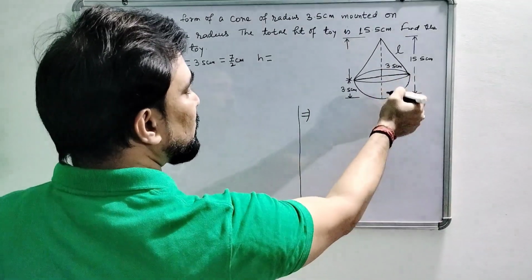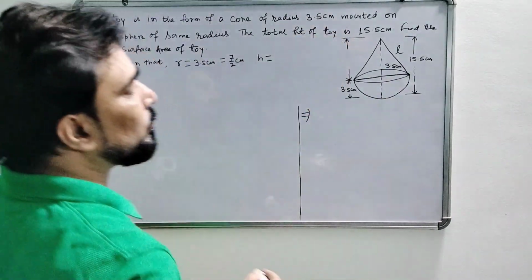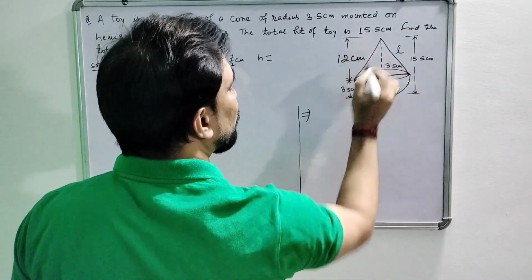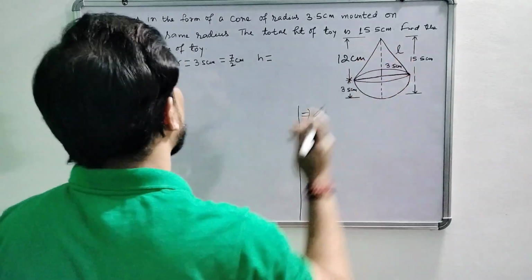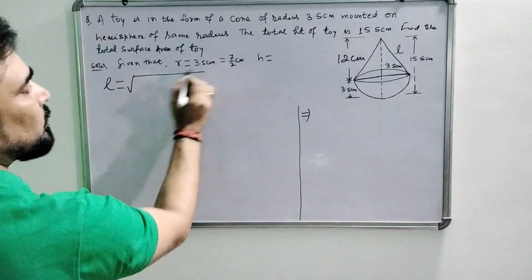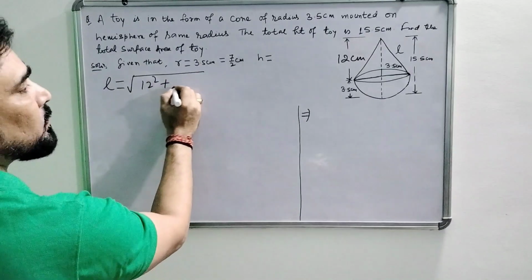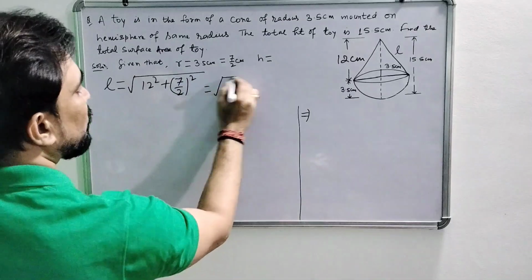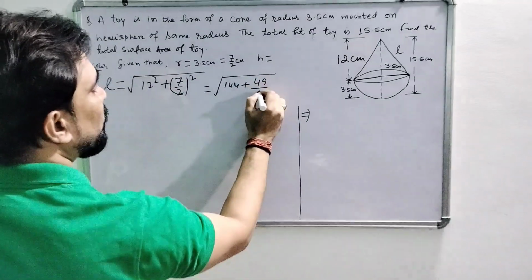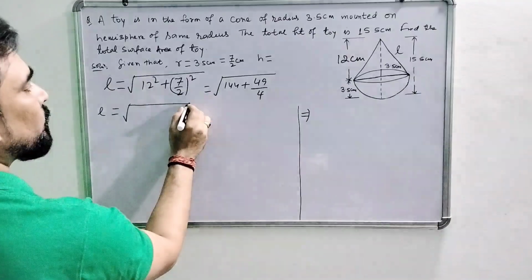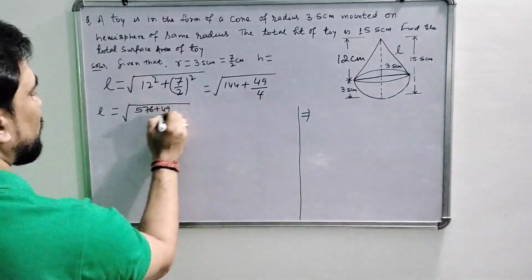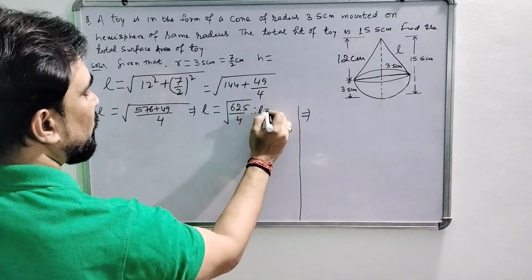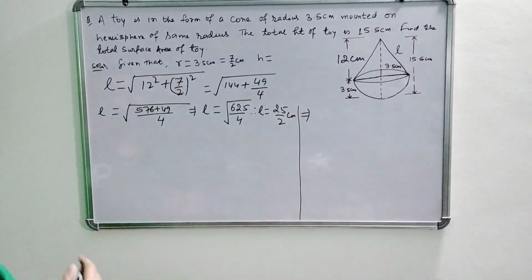So when the radius is the same, we can find the height of the cone by subtracting this part from the total height, means 15.5 minus 3.5, that is 12 cm is the height of the cone. Now we have to find the slant height. And you know the slant height is the square root of 12 square plus 3.5 square. In place of 3.5, we can write 7 upon 2. So the slant height is 25 upon 2 cm.